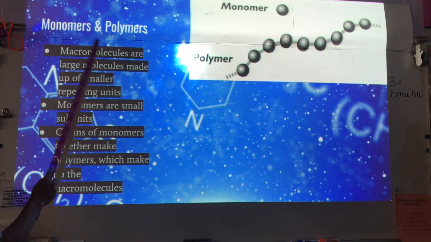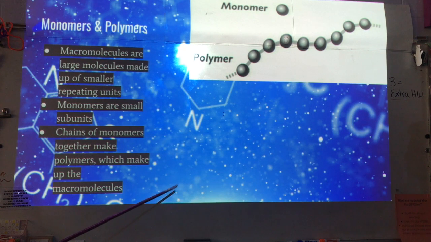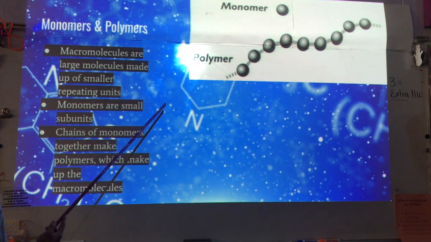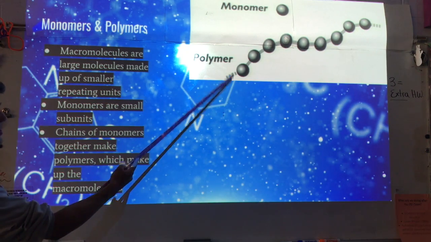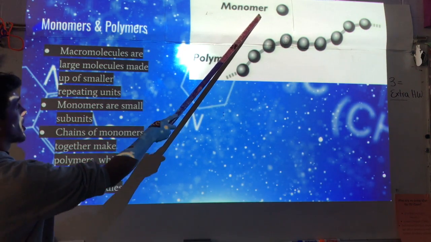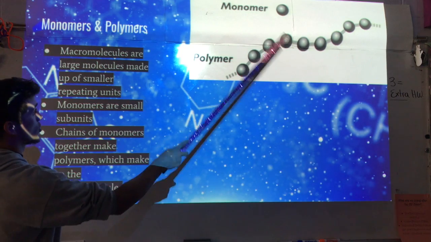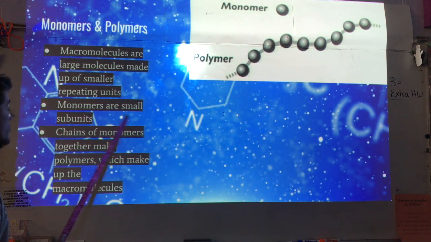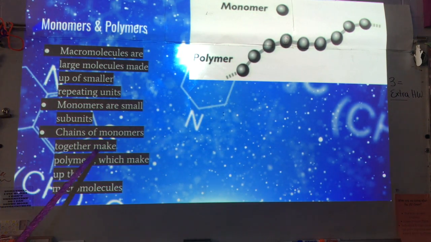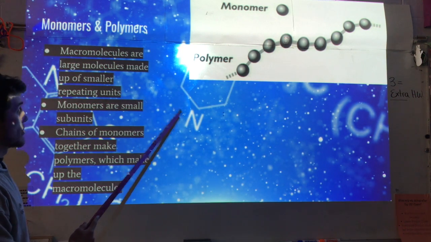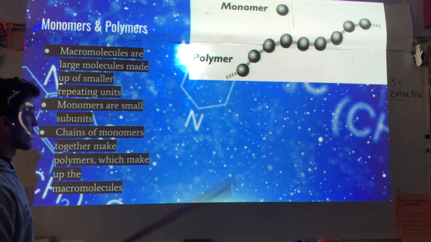Take a second to talk about monomers and polymers. So macromolecules, which are what we're going to dive into in a second, are large molecules made up of smaller repeating units. So you see this is known as a monomer, and then a polymer is the long chain made up of monomers. Monomers are the small subunits, and chains of monomers together make polymers, which end up forming the macromolecules. So what's important to remember is just that monomers make polymers, which make macromolecules.